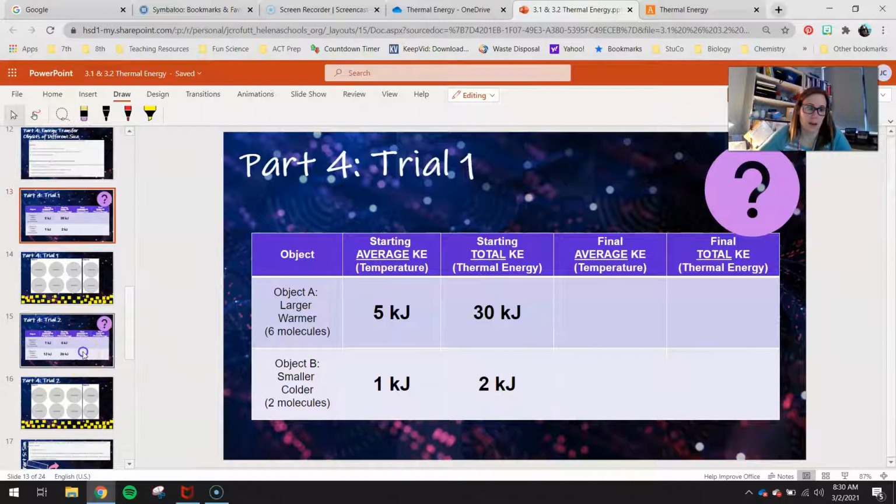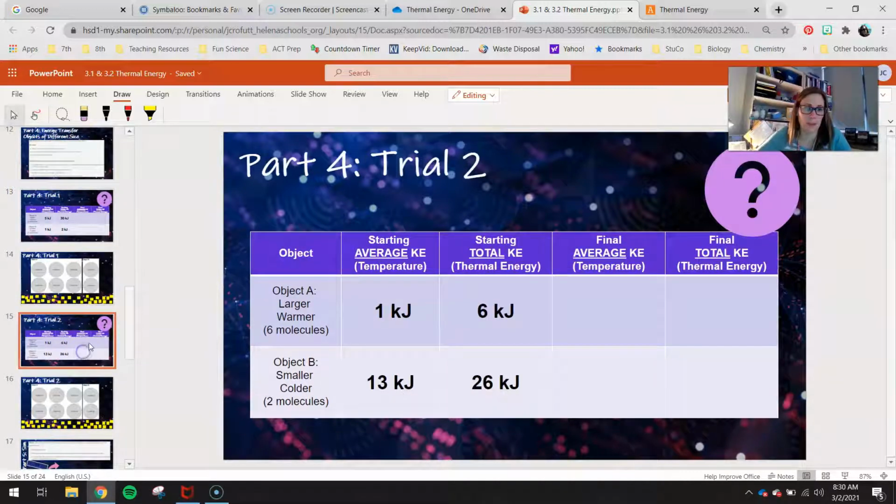Okay. All right, for this one, you guys are going to set it up, part four, trial two, where each of your 6 molecules in object A has 1 kilojoule of kinetic energy. So each molecule has 1. And then your 2 molecules in object B each have 13. Okay, so you can see there our starting thermal energy.